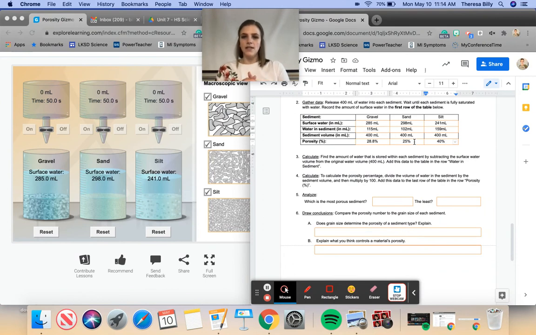And then 6B says, explain what you think controls a material's porosity. What makes one material more porous than another? Some things that you can consider for 6B. Think about the size of the spaces between the particles. Think about if those spaces are connected to each other. So again, think about the sizing of the spaces, and think about if they're connected to each other in order to answer 6B. All right, hopefully that helps you. We're definitely going to review a lot of this stuff in the afternoon time, so ask questions if you need to.